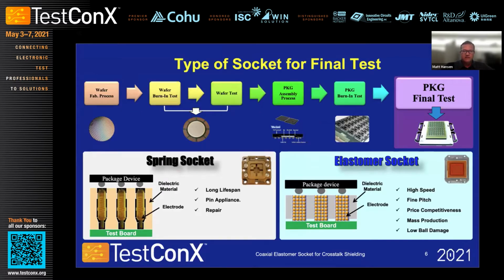Types of sockets traditionally have been spring probe. Of course, there are stampings and other types, but spring probes have really become a mainstay. And then as things got quicker and more complicated and more expensive, then too came elastomeric test sockets with their own advantages.